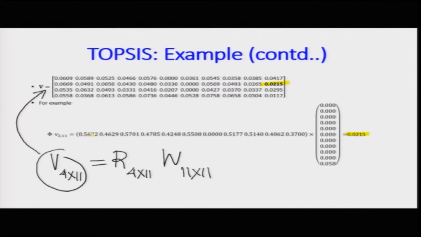So, this 0.5622, 0.4629 and so on till the last one, which is 0.37, were already calculated normalized values for the matrix R. You multiply that with the last column of the weights. If you remember, the last value was 0.058, which is about 5% weightage given to the 11th criteria. All the other cells would be 0. So, if you multiply, the value comes out to be 0.0215. Based on that, you have the matrix V.